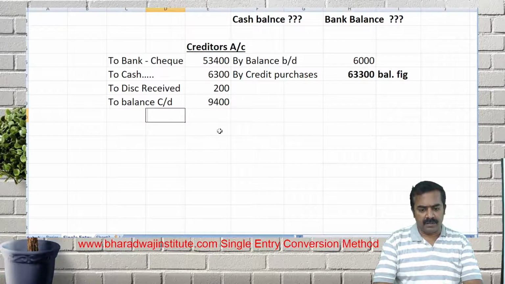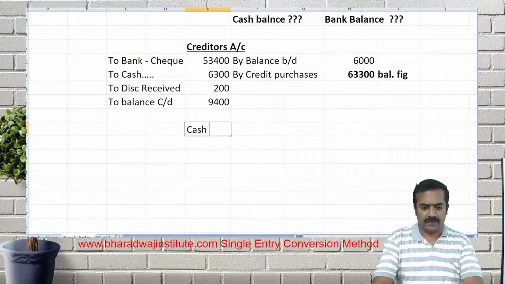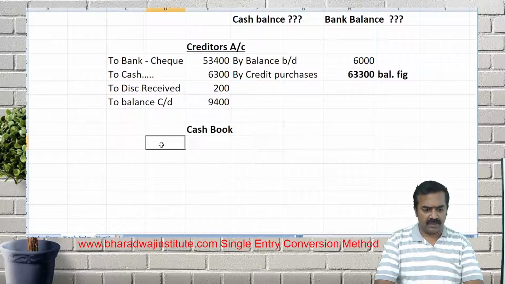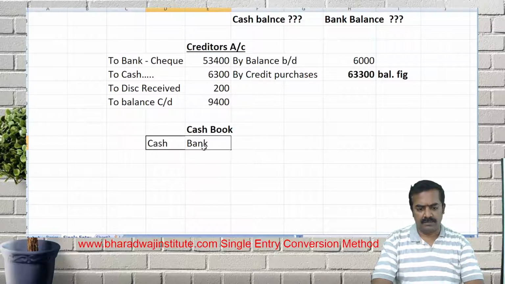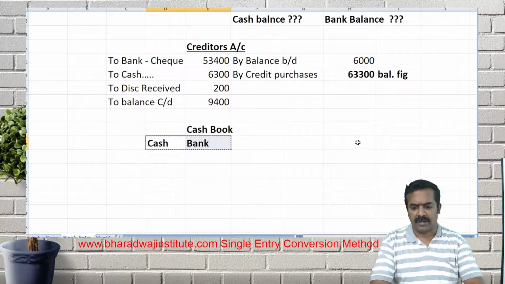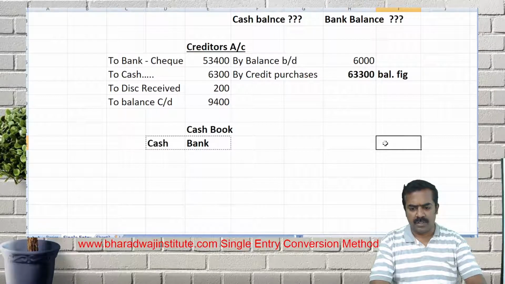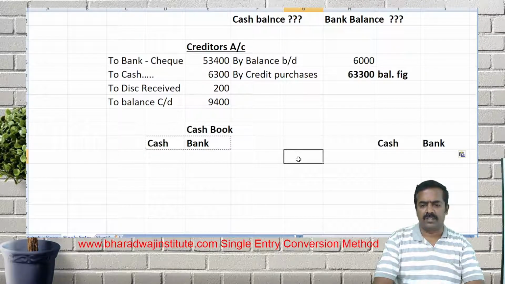We can prepare the cash book in columnar format. Cash book in columnar format with the cash column and which column? Bank column. Or you can do it separately also. It's not compulsory that you must do columnar format. You can do it in separate accounts also.